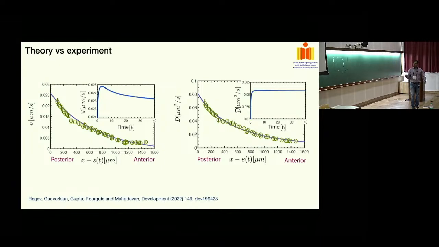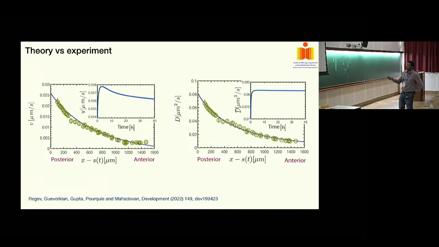So this is how the drift velocity profile looks. This line is from the simulation, and the light green dots are from the experiments. Similarly, for the diffusivity, these lines are from the simulation, and the dots or circles are from the experiment.